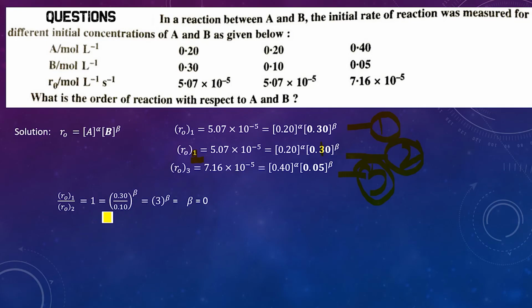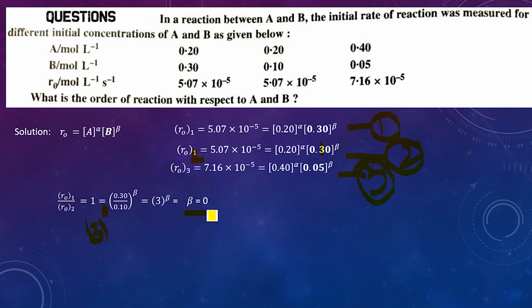Anything power 0 is equal to 1. So suppose this is 3, you can assume anything power 0 is 1, isn't it? So instead of this, can I write it like this? This is 3 power 0, which is equal to 3 power beta. So the bases are the same, so the power will be the same. Beta is equal to 0.